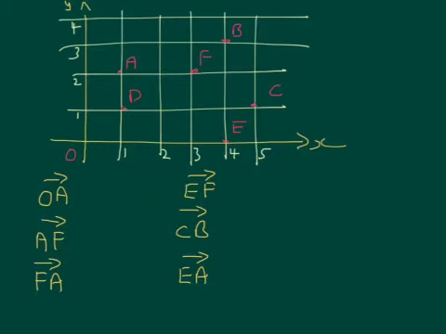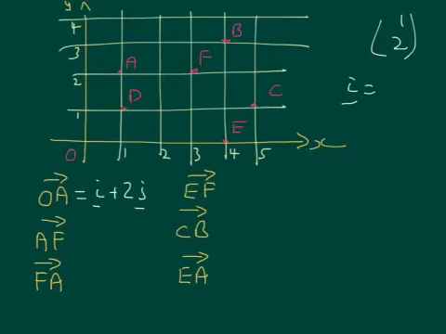So here we've got a more normal looking coordinate axis, and we've got various points, and let's think about the vector from O to A. The vector from O to A is 1 along and 2 up. So we can write it in the format (1, 2). It's also acceptable to write it as i plus 2j.